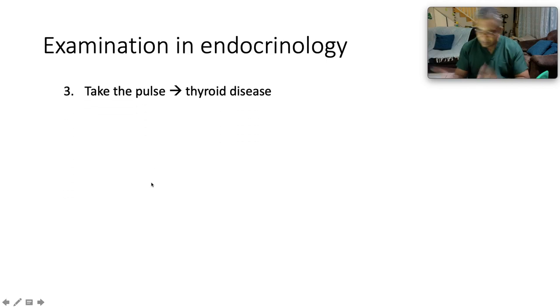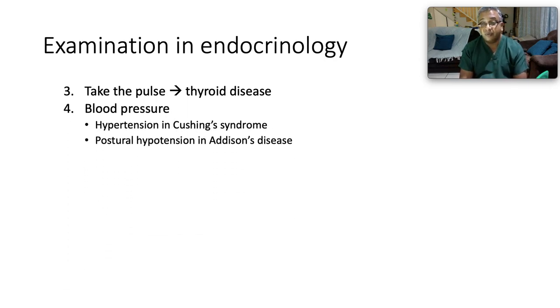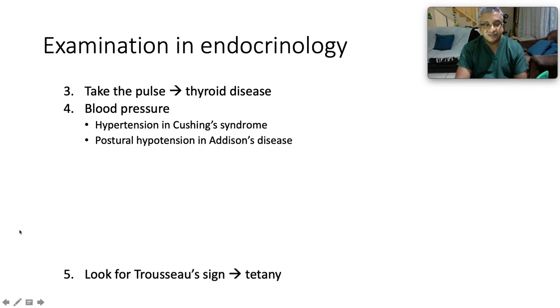Right, guys, getting back to the basics. Continuing with our examination approach, right? You want to take the pulse, and of course, there could be atrial fibrillation or tachycardia in a setting of hyperthyroidism, right? Take the blood pressure, you expect hypertension in Cushing syndrome and in Conn syndrome, which is primary aldosteronism. Postural hypotension, Addison's disease, don't miss that.